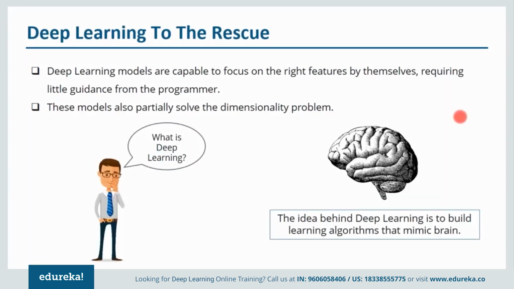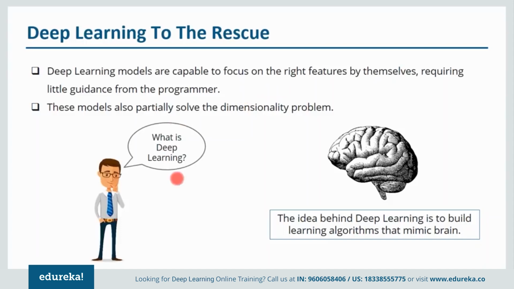As you can see in the first line on your slide, deep learning models are capable of focusing on the right features by themselves, requiring little guidance from the programmer. So with a little guidance, these deep learning models can generate the features on which the outcome will depend. At the same time, it also solves the dimensionality problem. If you have a very large number of inputs and outputs, you can make use of a deep learning algorithm.